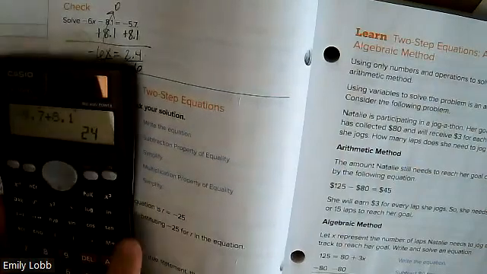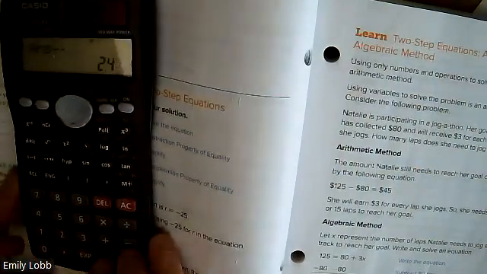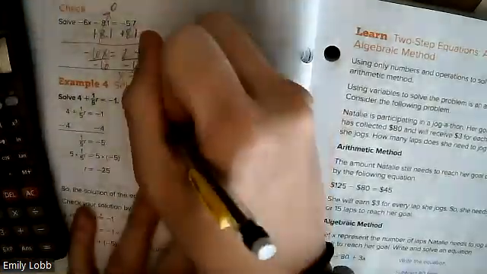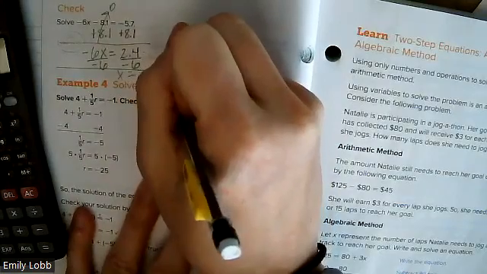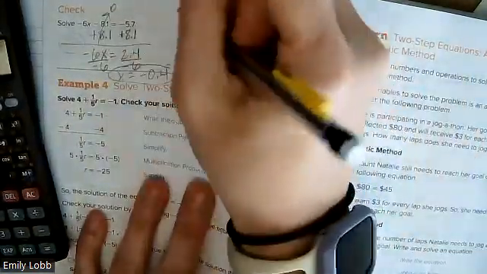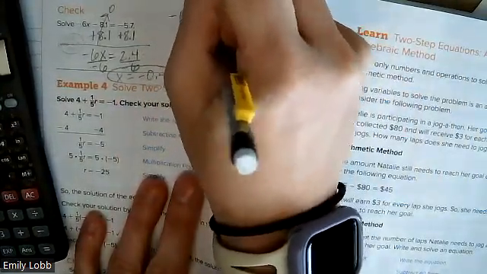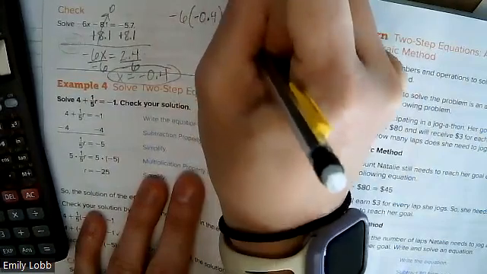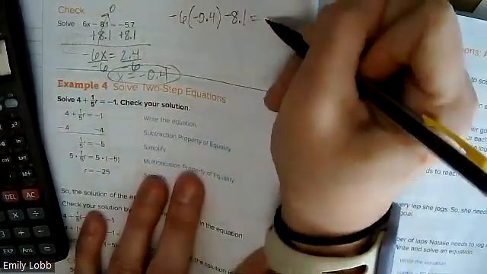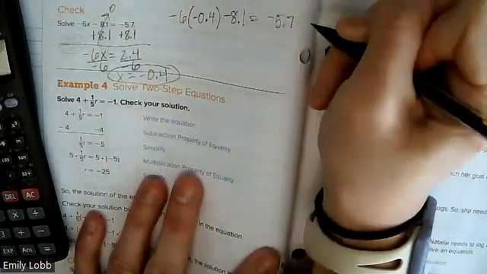I have a 2.4 there already, so I'm just going to say divided by -6. I'm expecting a negative answer. So -4/10 would be my x. If I was checking my work, remember I would say -6 times -4/10 minus 8.1, and I should get -5.7.